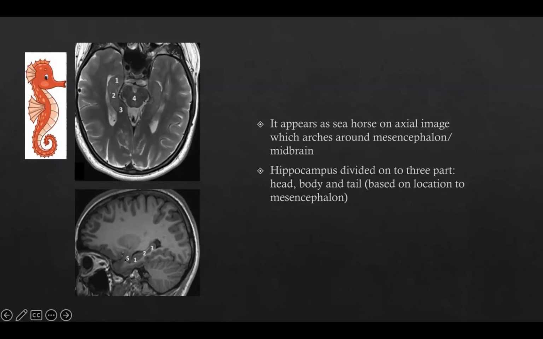And then we can also see it on sagittal. Again, it is divided into 3 according to its position relative to the midbrain. So we have the head, body, and tail of the hippocampus. And anterior to it, we have the amygdala. The amygdala is anterior and superior to the hippocampus.